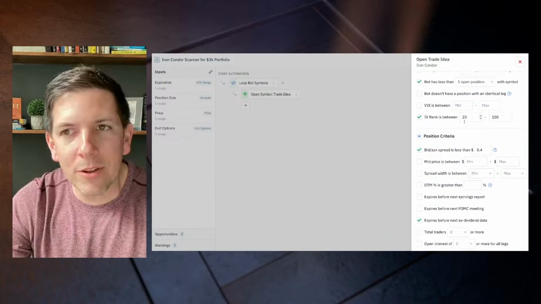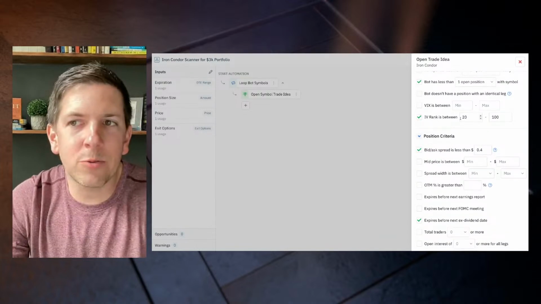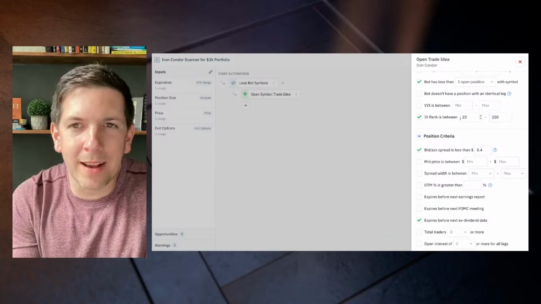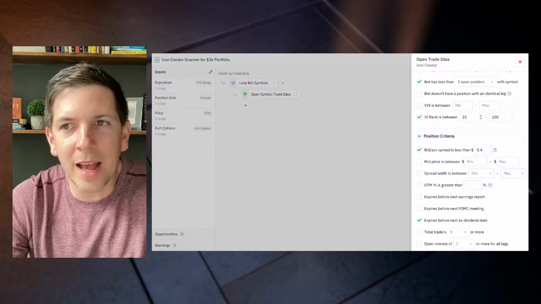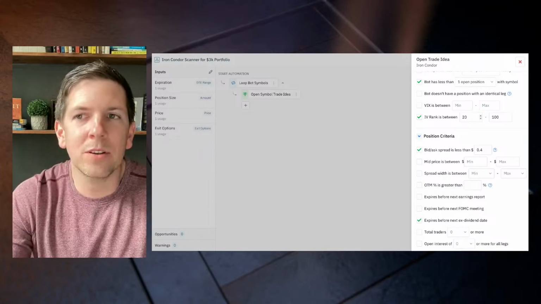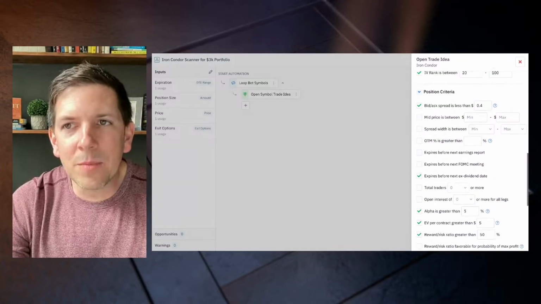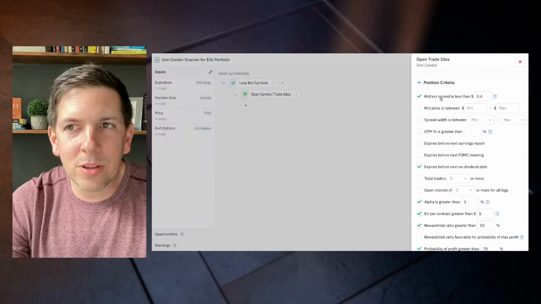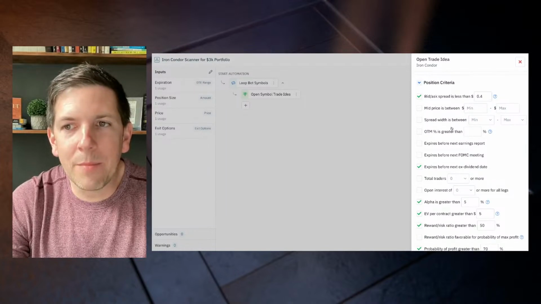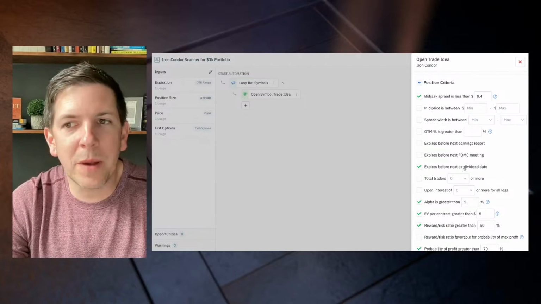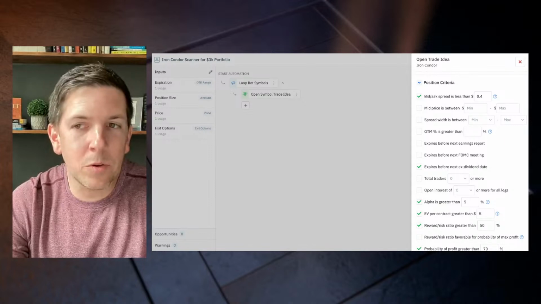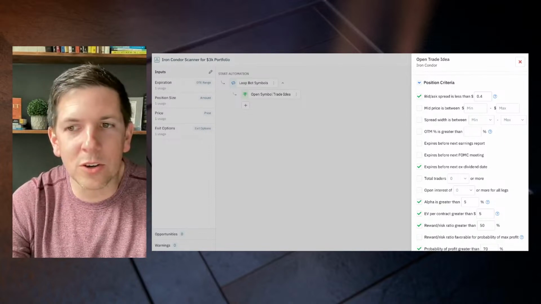I do a low-level IV rank filter. I say it's got to be 20 to 100, assuming it's going to be high, but that doesn't mean it's always going to be high. We could be in a broadly low volatility environment. And then I do some other position criteria, like I make sure the bid-ask spread is pretty tight. I make sure that there's no positions that expire before an ex-dividend date. That removes the risk of early assignment.